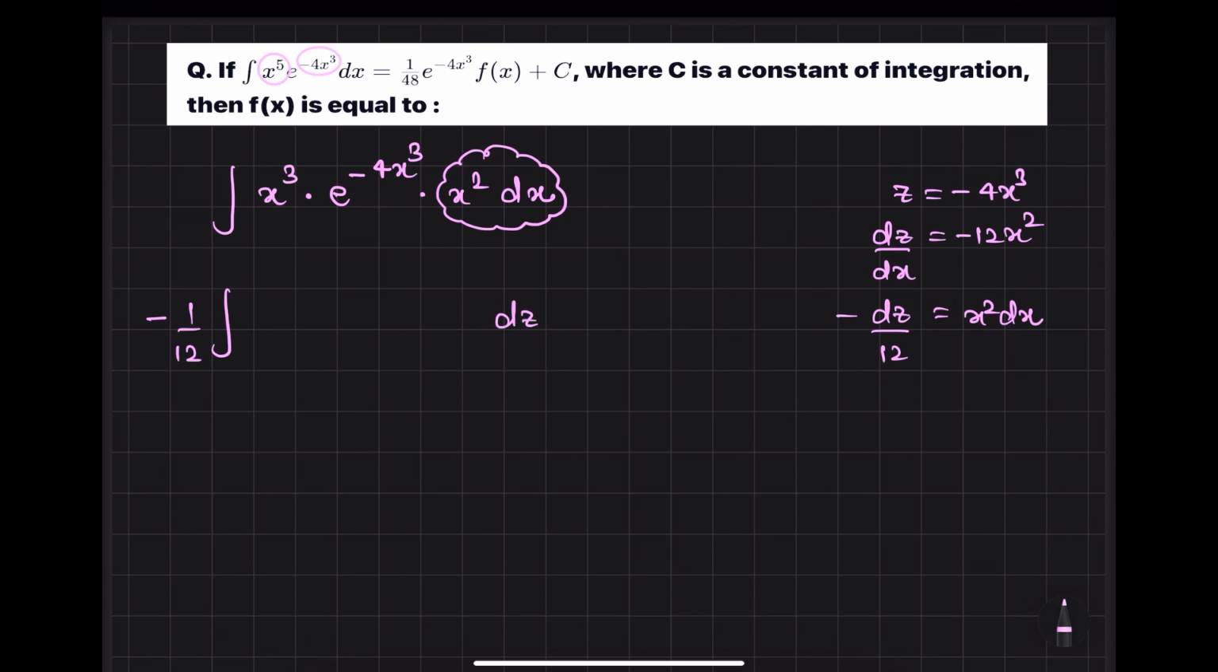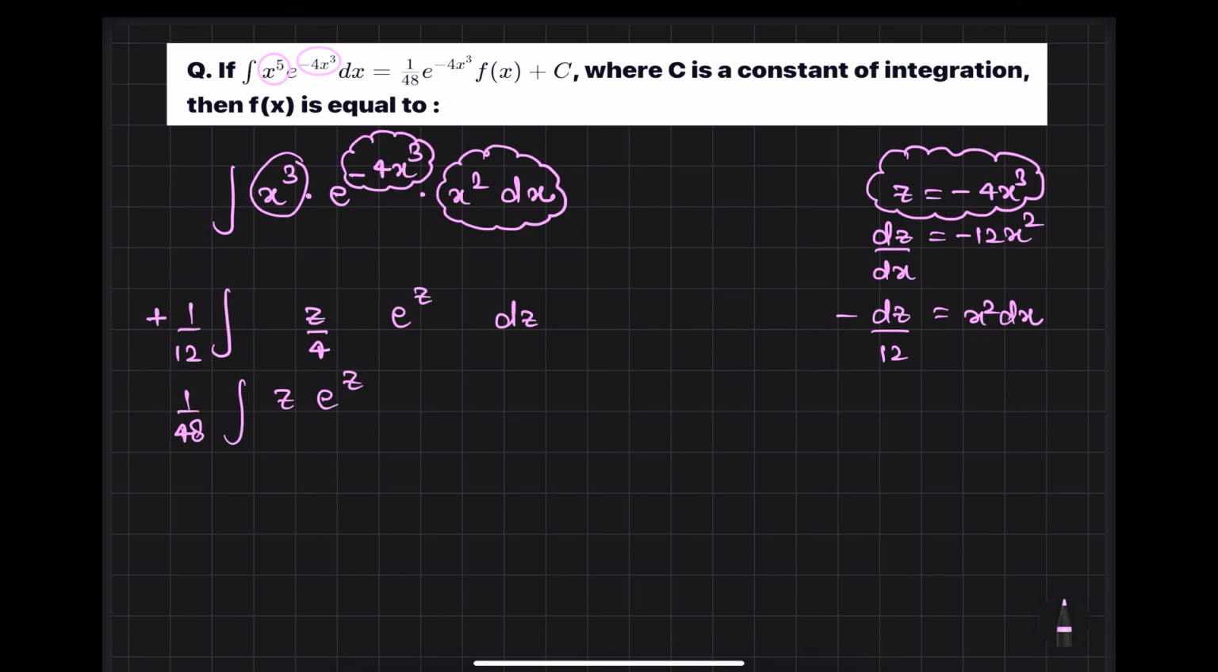Now this thing you have taken as z, so it will become e power z, and now you have to replace x cube, so you can replace x cube as minus of z by 4. Okay, now take that 4 outside, so it is 1 by 48 integration of z e power z. Now it is two functions in a product, so you can apply integration by parts, and we have that formula so that we can decide which function has to be taken first and second.